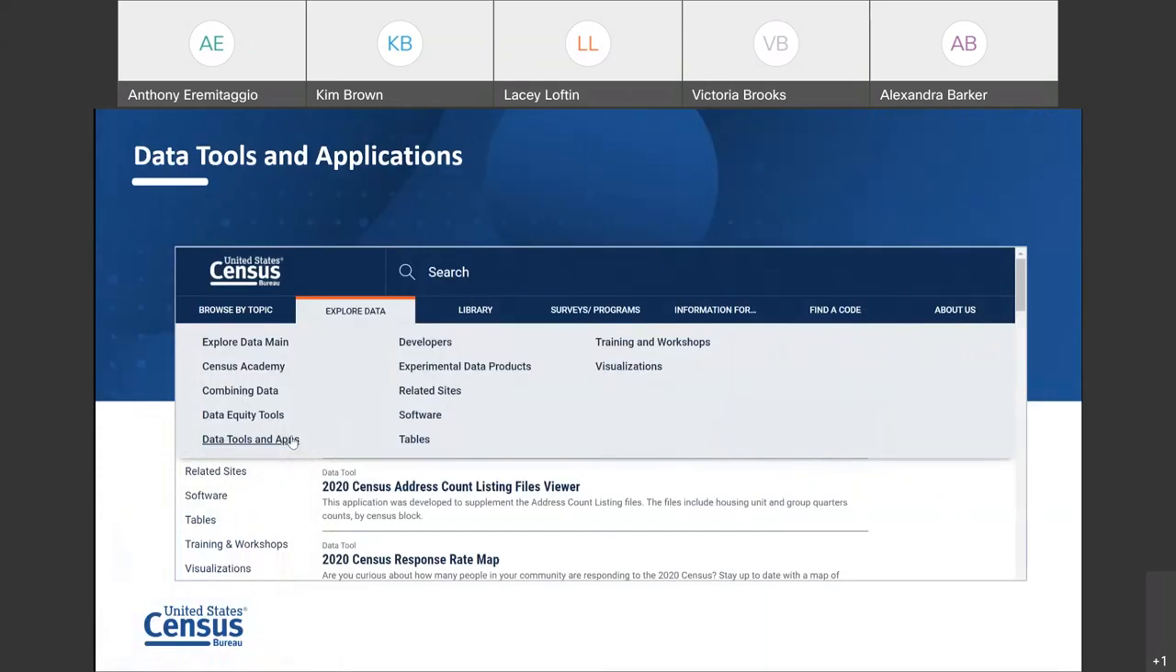Now, I mentioned before that you would need to go to the tab for explore data to get to the tools. Here is a display of explore data, and you'll see under the list at the bottom of the first column, data tools and apps. That is what you would need to select to get to some of the data tools that are available through the Census Bureau.